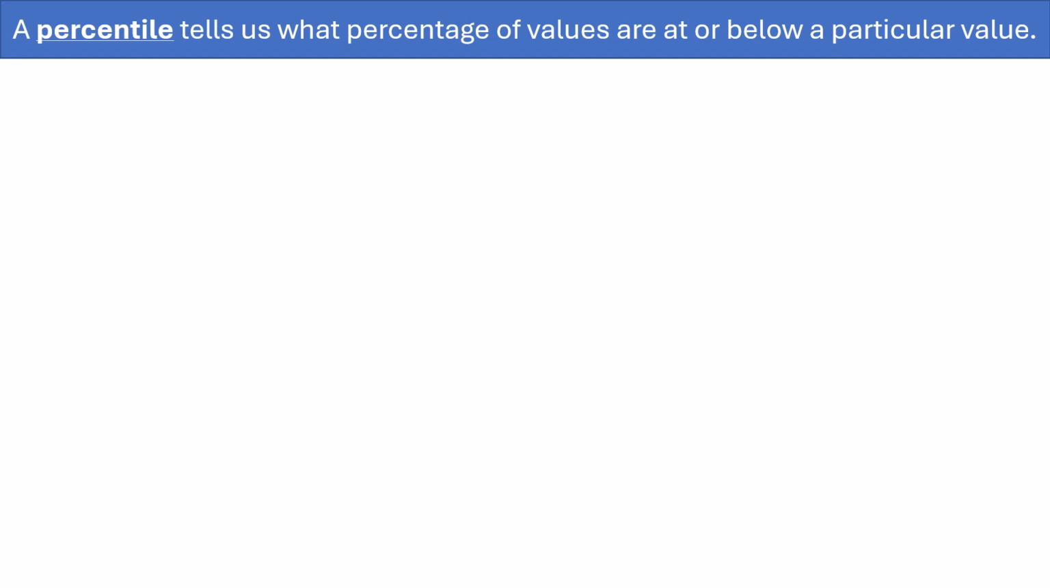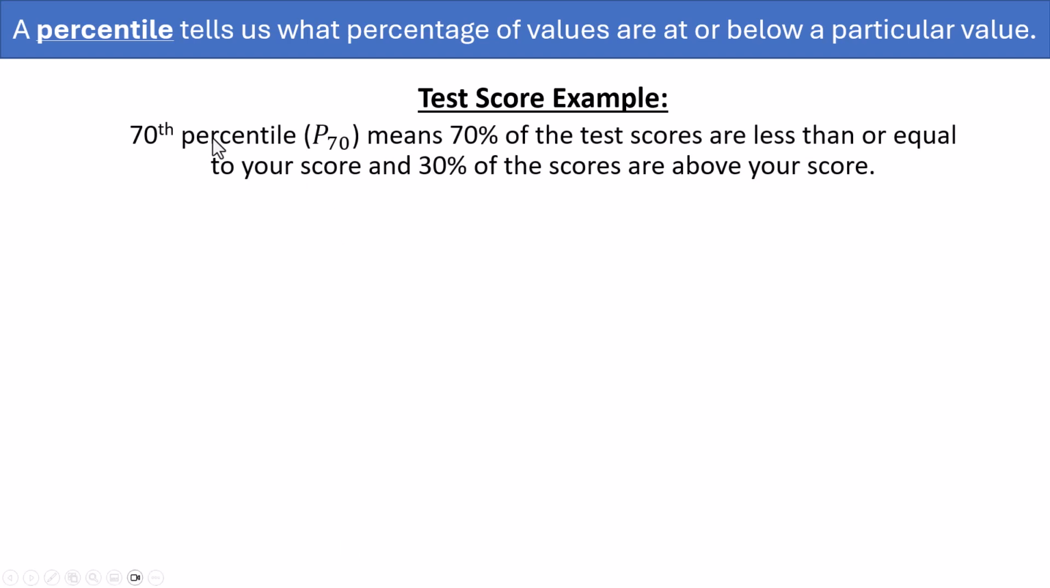A common place where percentiles are used is in standardized test scores. If you scored at the 70th percentile, sometimes notated as P70, that doesn't mean that you answered 70% of the questions correctly. What it does mean is that 70% of the individuals who took the test scored at or less than your score. And also that means that 30% of the scores were at or above your score.